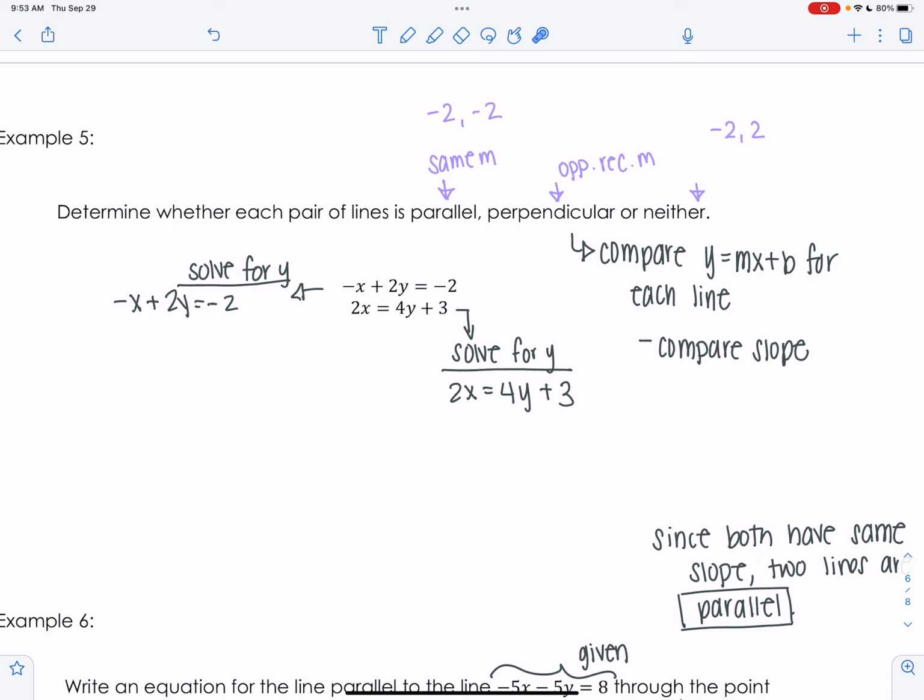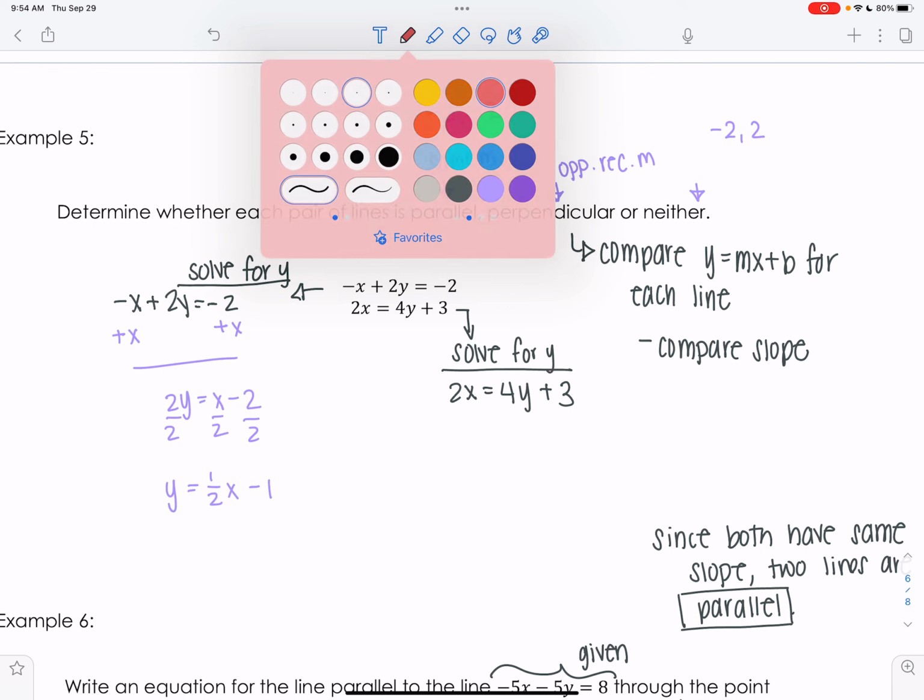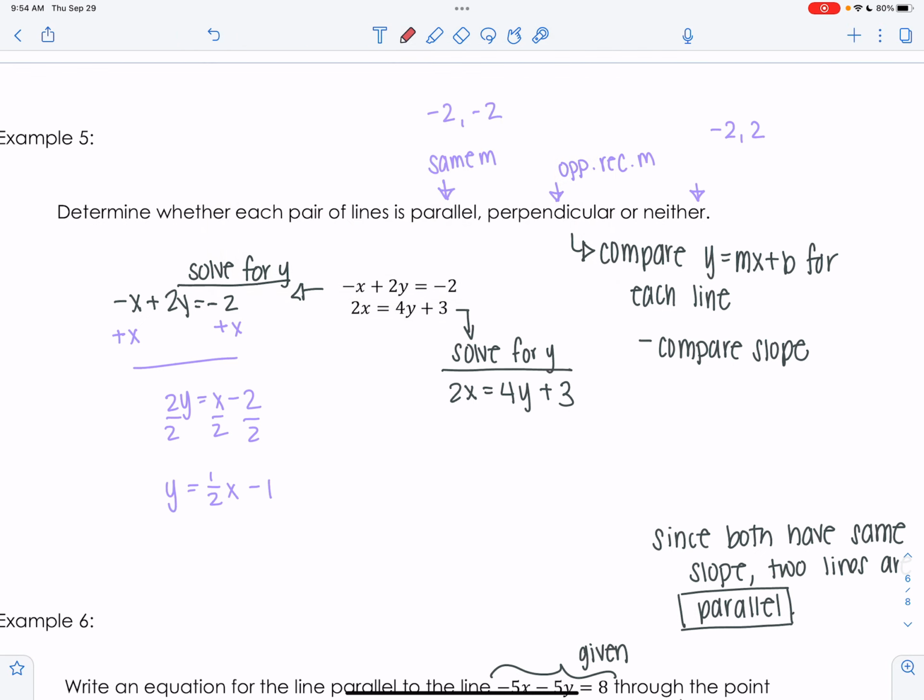So I already started it. I need to solve each of these for y, and so I'm going to add x to both sides here, and I'll have 2y = x - 2. Divide everything by 2 and get y = 1/2 x - 1. So I reduced this part and this part. Okay, I'm going to do the same thing for the other one. Now this one looks a little different because it's 2x = 4y + 3.